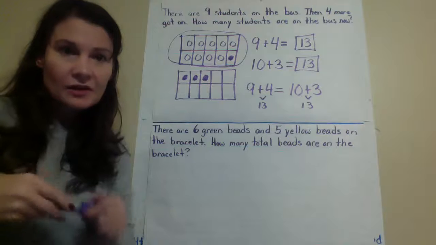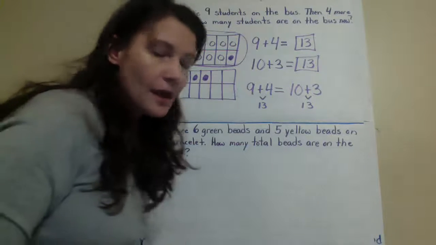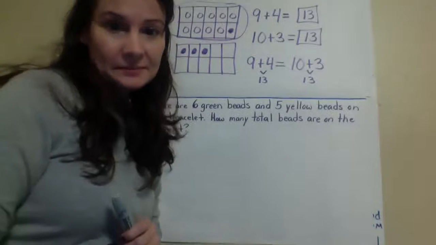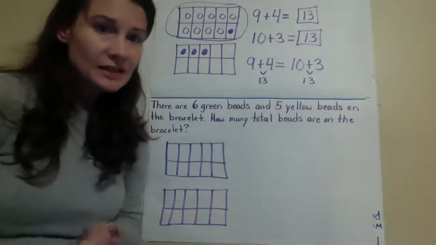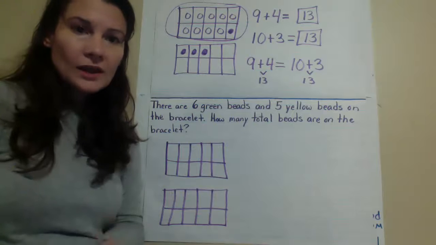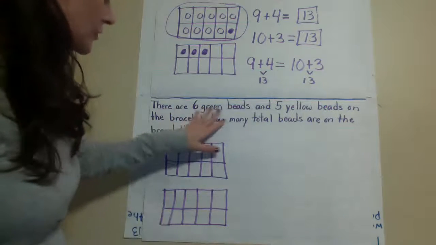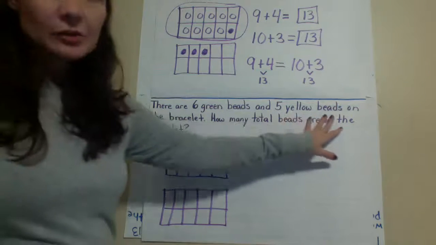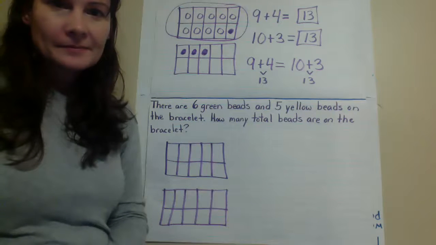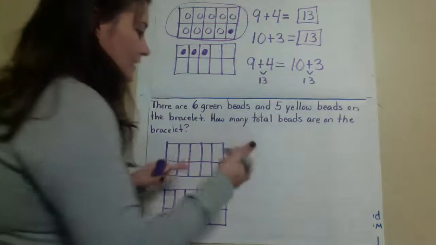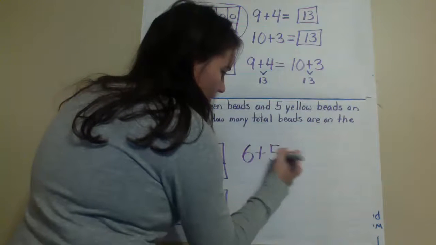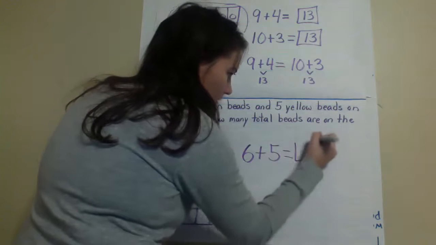Let's see how we did on this one. I'm going to go ahead and draw on my 10 frames. I drew on my 10 frames. Can somebody tell me what equation would match if I had 6 green beads and 5 yellow beads? Great thinking. 6 plus 5 equals 6.